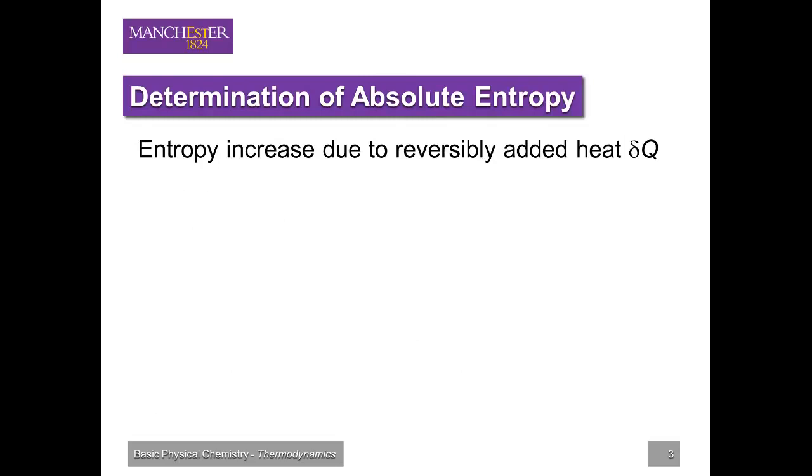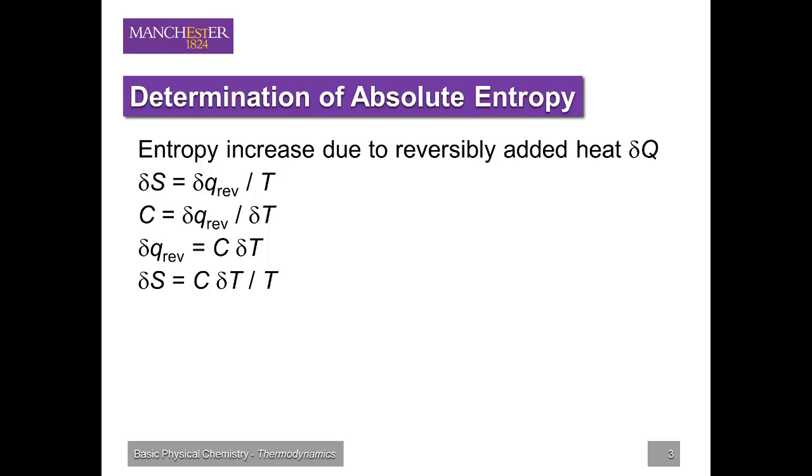Imagine an infinitesimal amount of heat, delta Q reversible, is supplied reversibly to an object. The resulting entropy change, delta S, is calculated according to the definition of entropy as delta S equals delta Q rev divided by T. The heat capacity of the object is defined as delta Q rev divided by delta T, and thus delta Q rev equals the heat capacity multiplied by delta T.